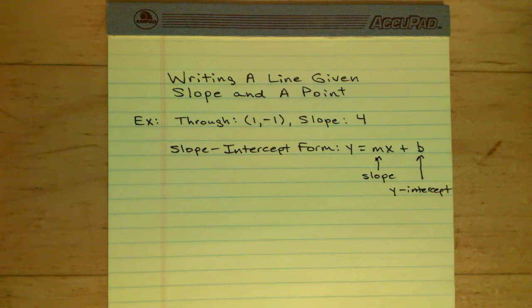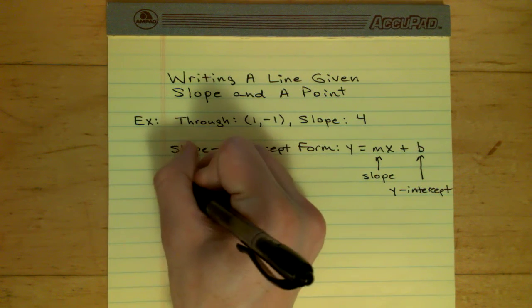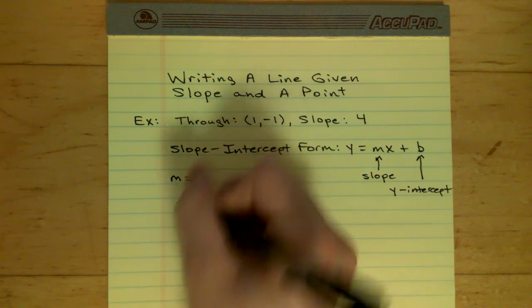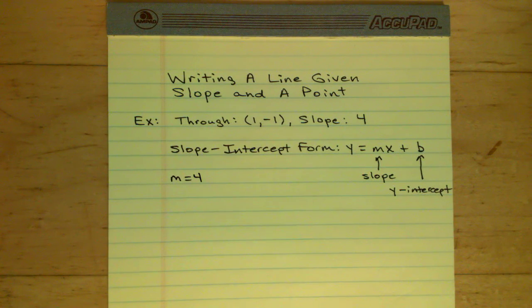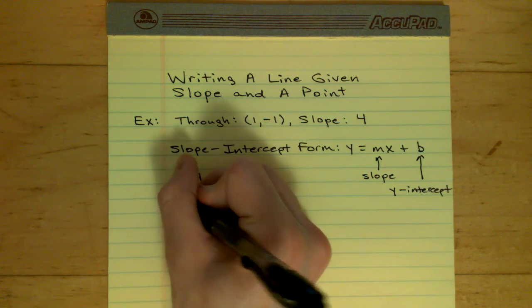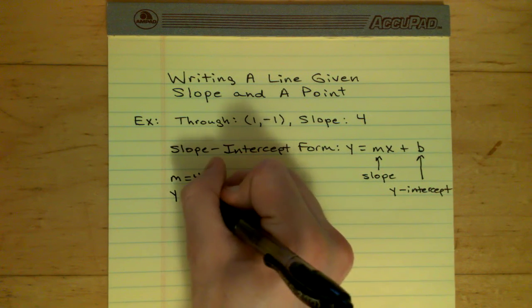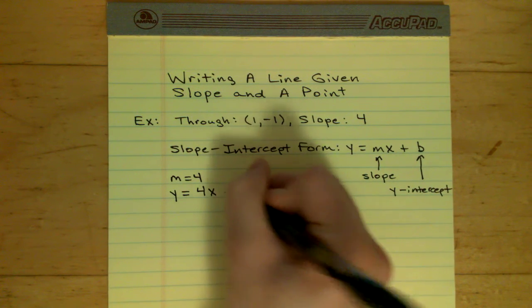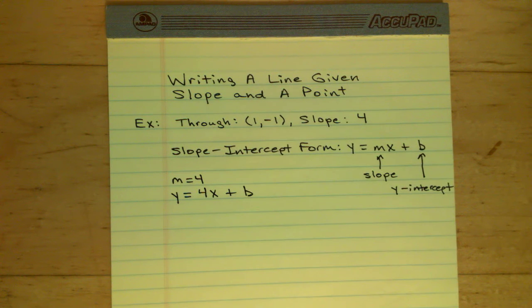Now, the information that's given to you is that the line is going to go through the point (1, -1), and the slope is 4. So we already know what the slope is. The slope is going to be 4. So when I do my y equals mx plus b, I can write in 4 for m. So I'm going to get the equation y equals 4x plus b.